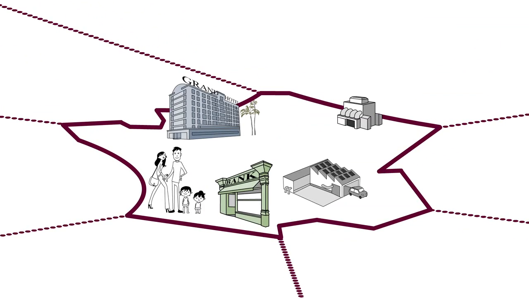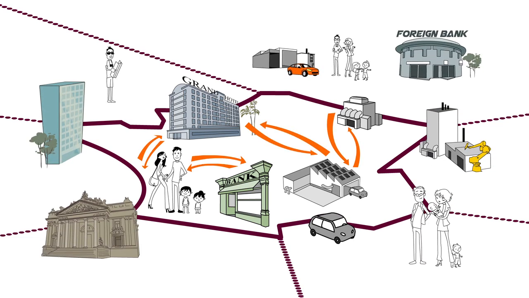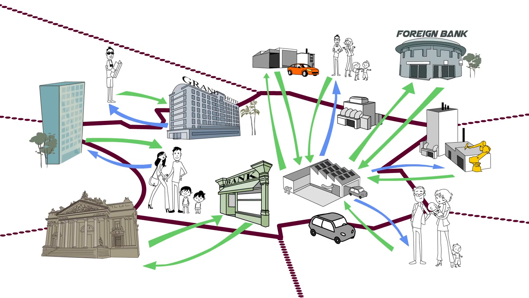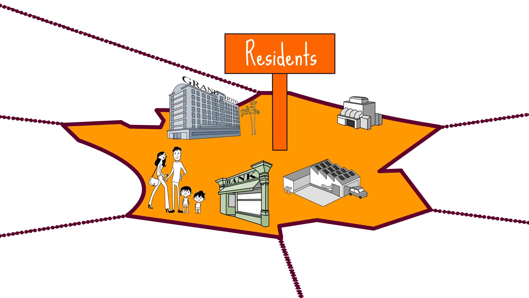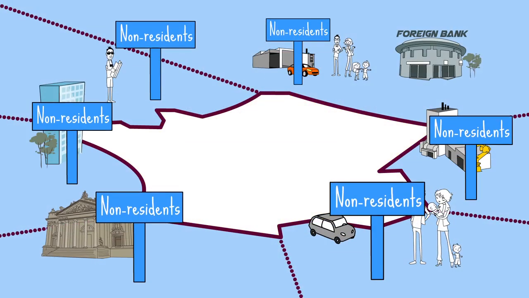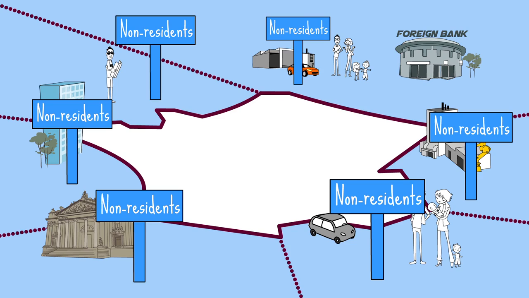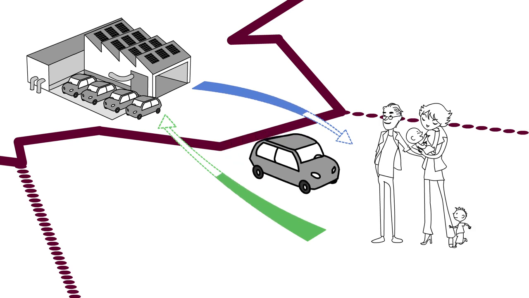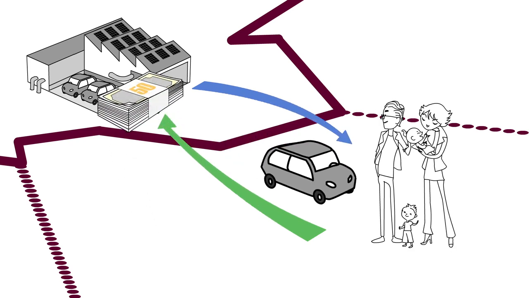French economic players, businesses, households and the government trade among themselves, but also with foreign countries. They are called residents when they live in France and non-residents when they live abroad. A car manufacturer located on a production site in France exports cars abroad.